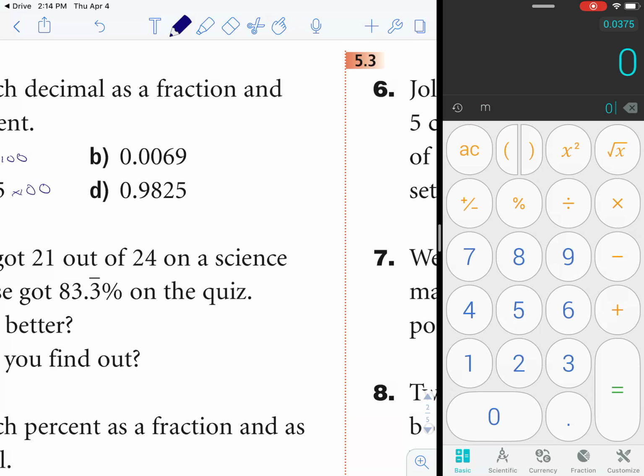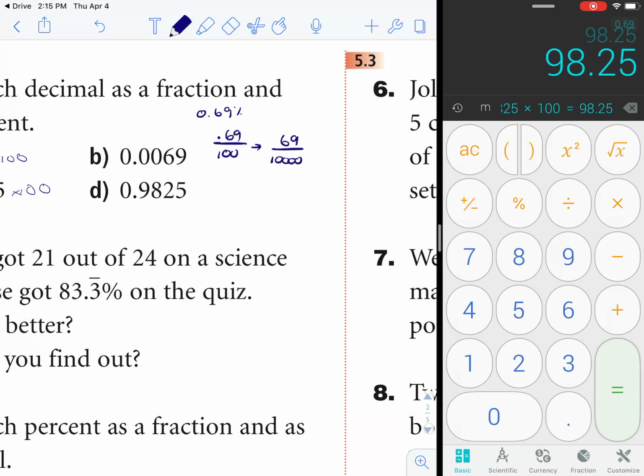Okay. 0.0069 times 100 to give us a percent. This is 0.69%. Now that means it's 0.69 out of 100, which is the same as 69 over 10,000, which I don't think you can reduce any farther than that.